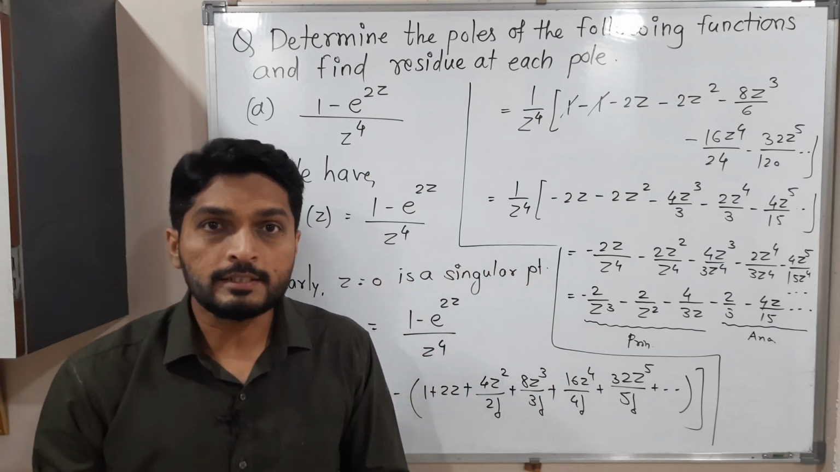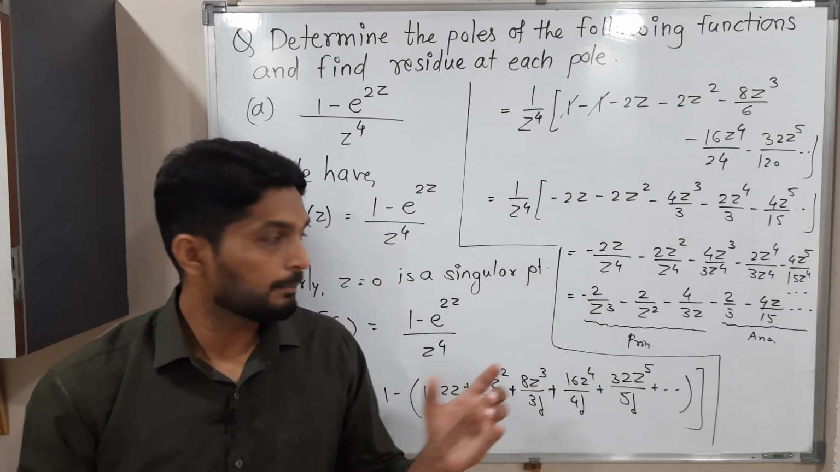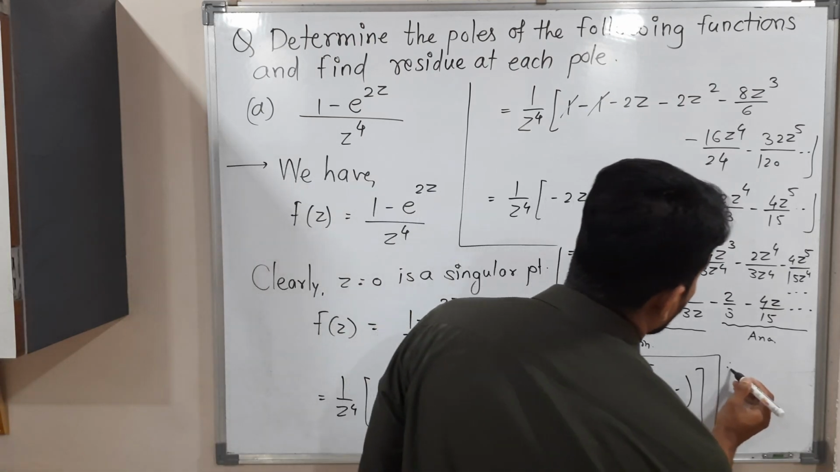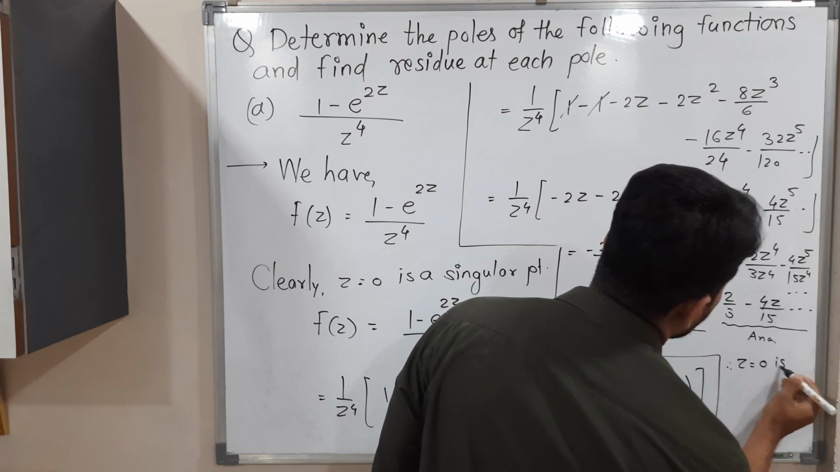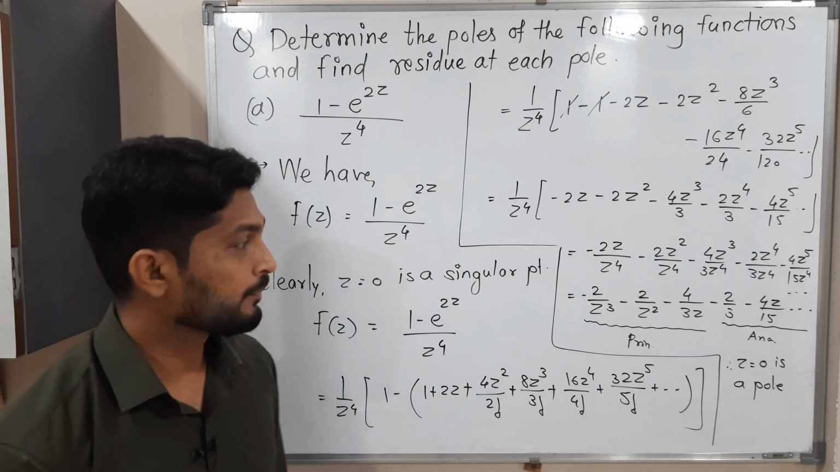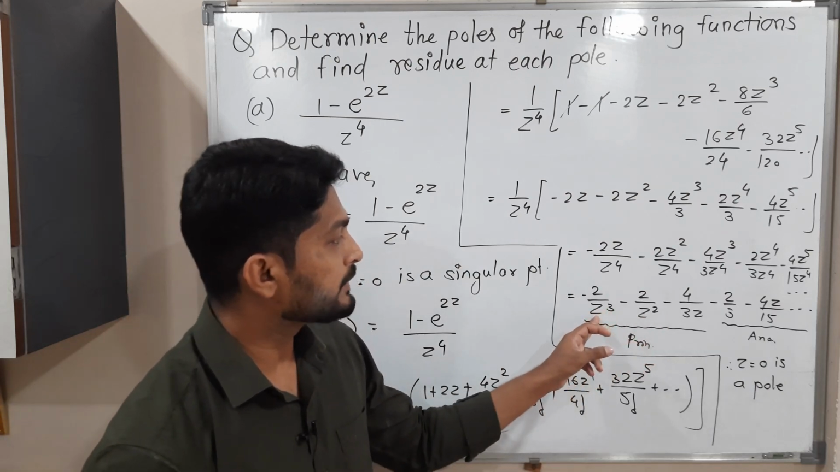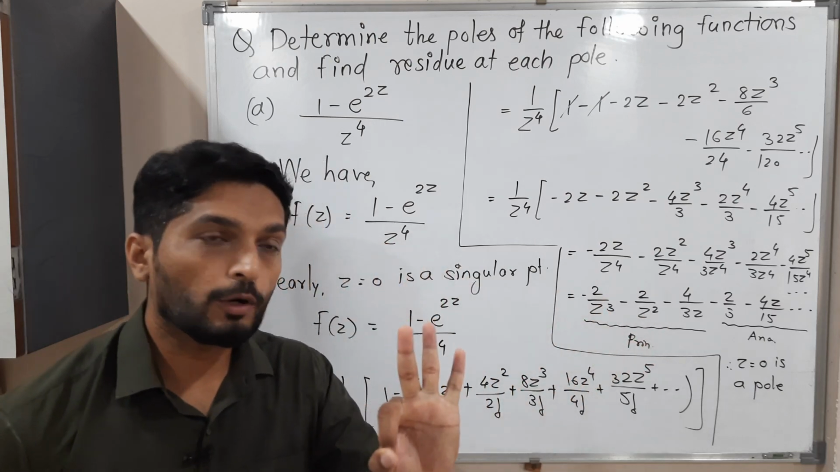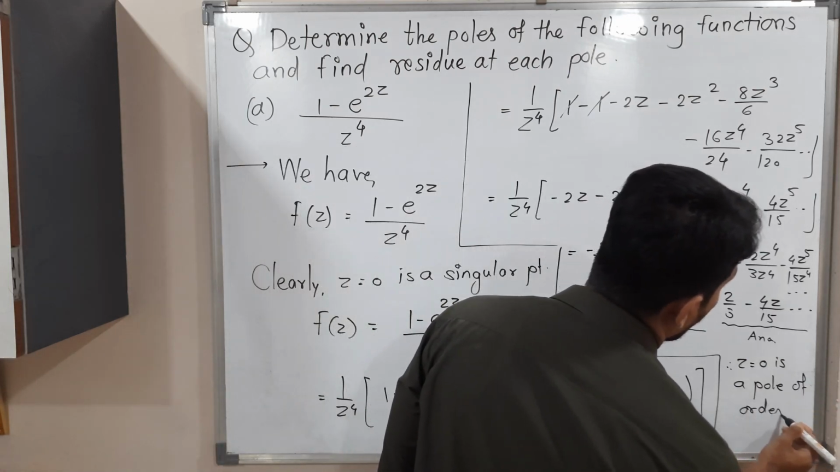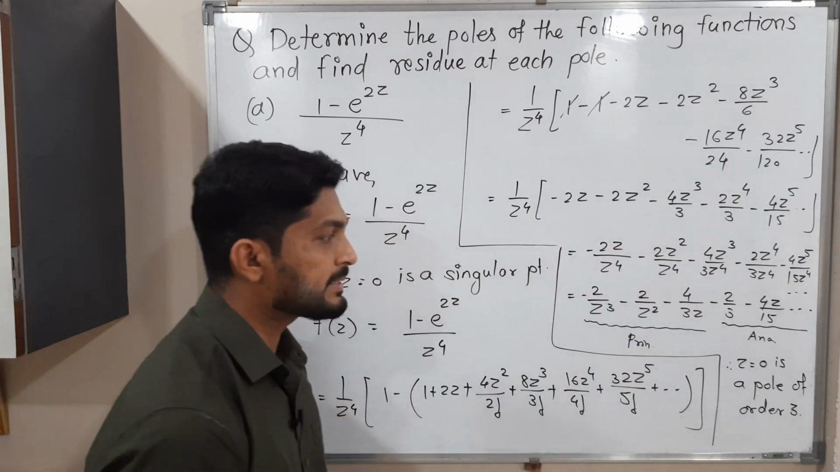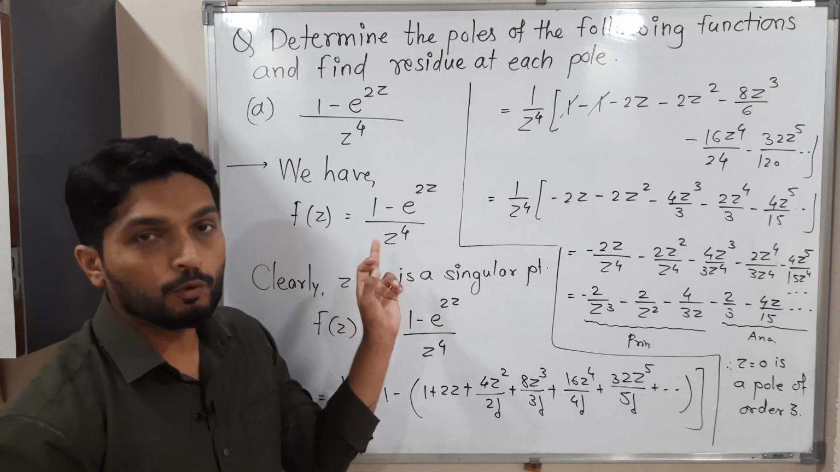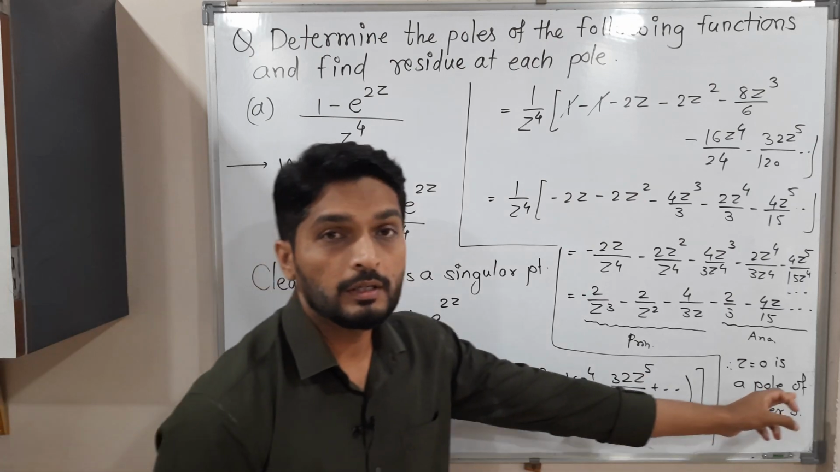If the Laurent series expansion has a finite number of principal part terms, we call it a pole. So therefore it is clear, z is equal to 0 is a pole. So now the question is, what will be its order? Let us find the highest power of z in denominator. The highest power of z in denominator is 3, so it's a pole of order 3. Okay, so maybe some people will guess z is equal to 0 is a pole of order 4, but actually it is not true, it's a pole of order 3.